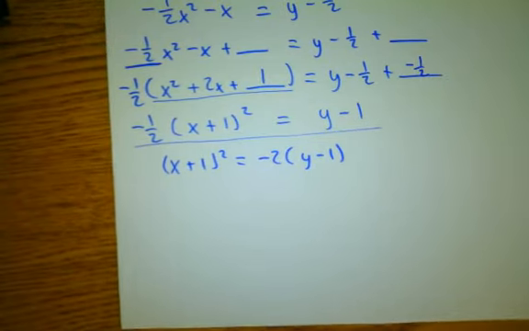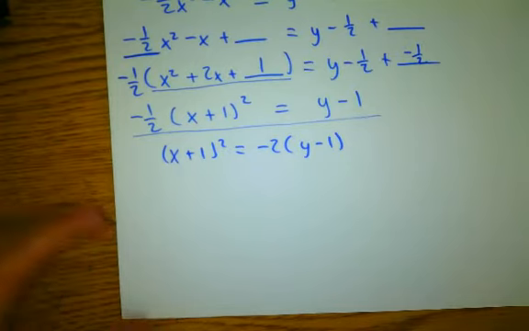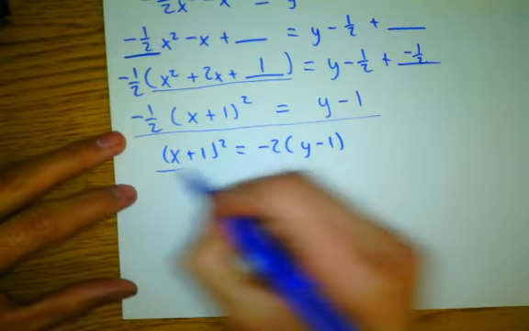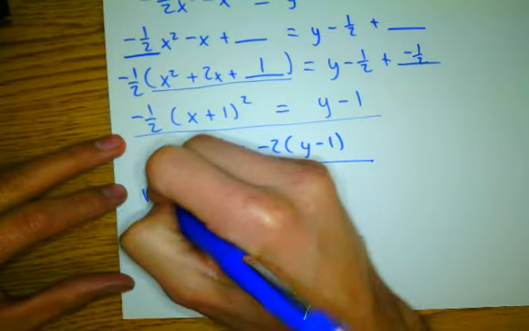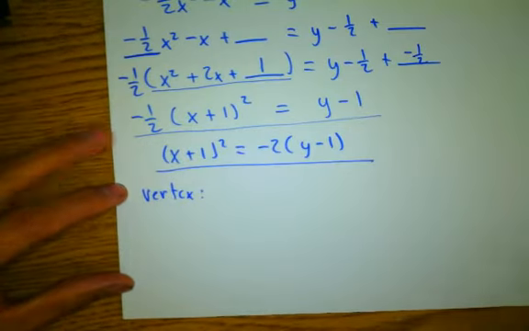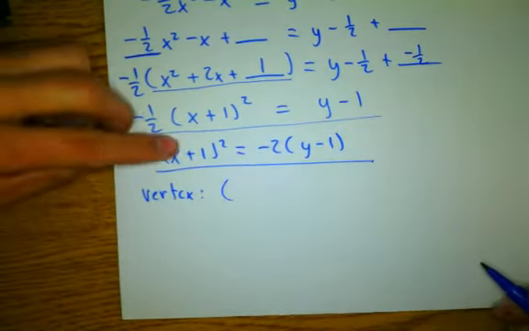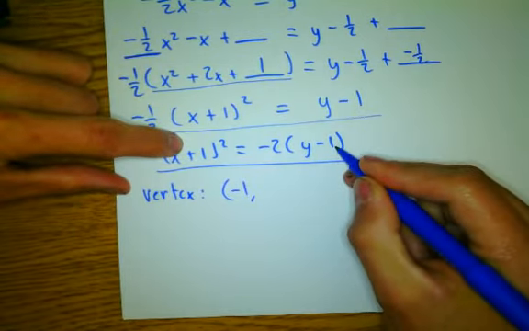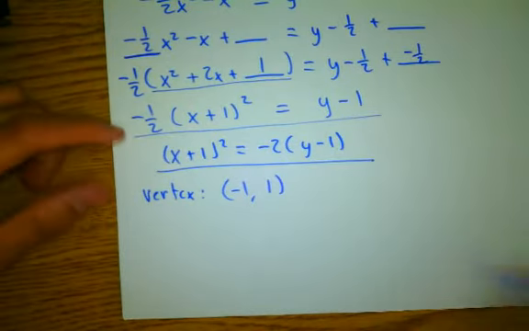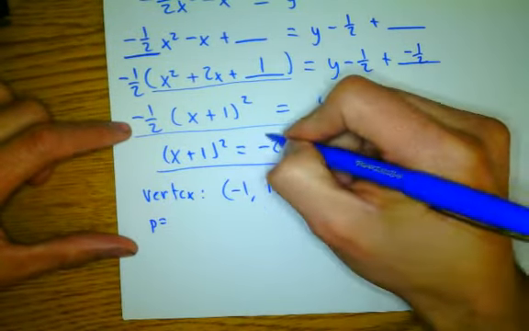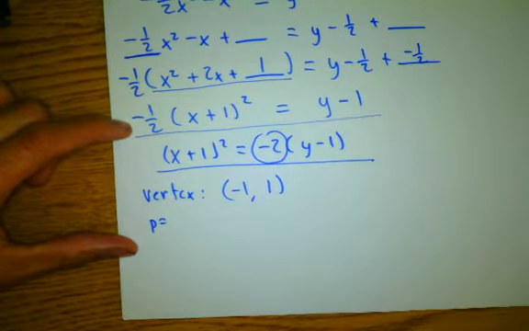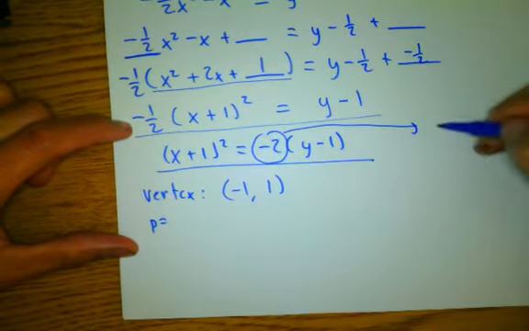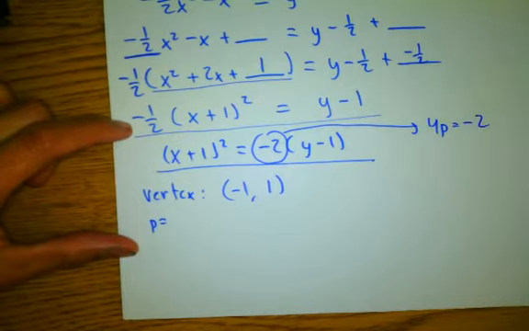Okay, the instructions were to sketch this. So I can look at this and I can find out two things. I can find out what the vertex is, which in this case is opposite of this, which would be negative 1, opposite of that, which would be 1. And I can find out what my p-value is. My p-value would be, would it be negative 2? No. You need to figure it out. 4p is equal to that, which means that p is equal to negative 1/2. So our p-value is negative 1/2.